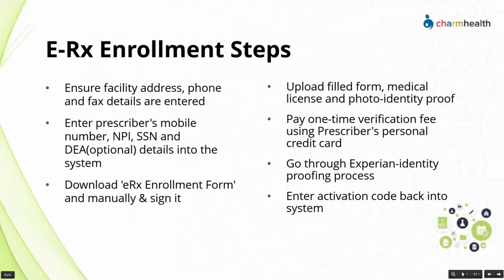You're going to download the eRx enrollment form and sign it. This can be done again from the eRx page. You'll upload that filled form, medical license, and photo identity proof. So in this page, you'll have multiple areas you can upload these files for. Pay a one-time verification fee using the prescriber's personal credit card. So then go through the Experian identity proofing process and enter the activation code that is sent to you.